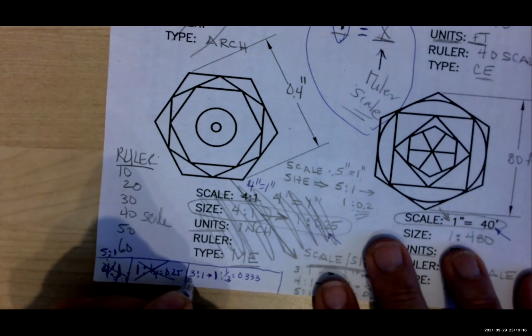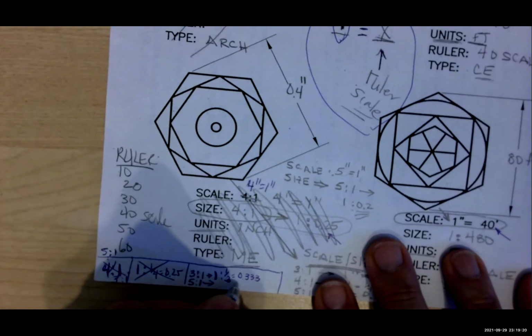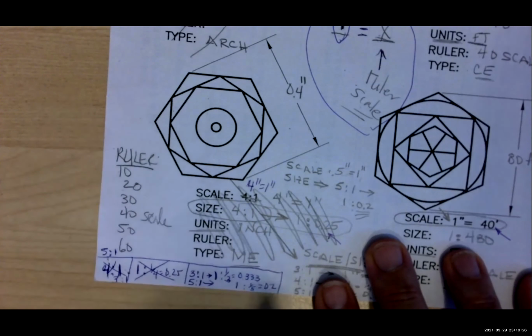So then I said, okay, well, let me try 5 to 1. And 5 to 1 is 1 colon 1/5, and 1/5 is 0.2. And there I got it. I could use the 20 scale and make sure that I move the decimal place over 1. Gillian, does that help? Is that better?